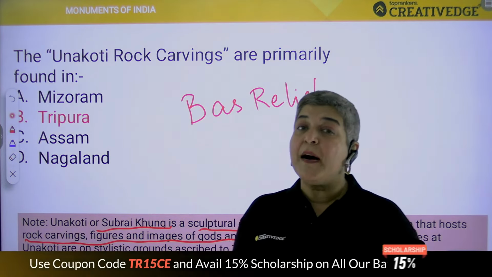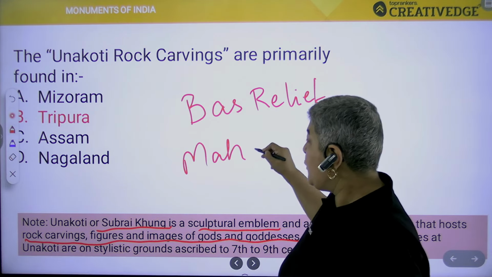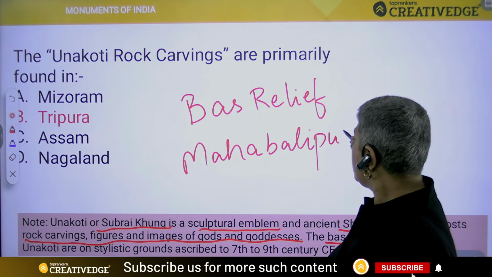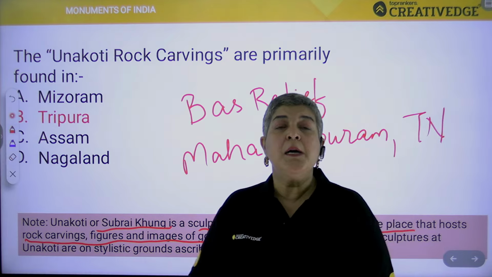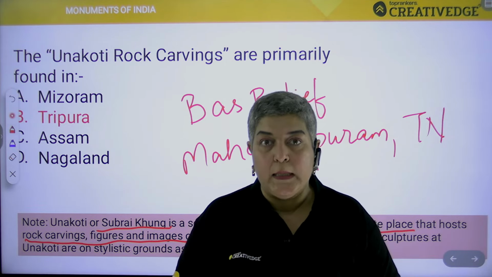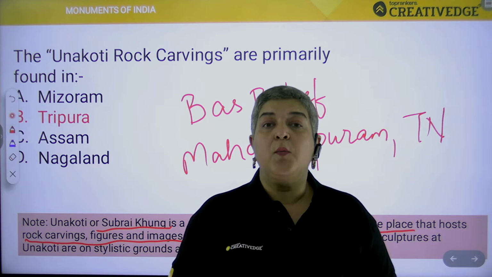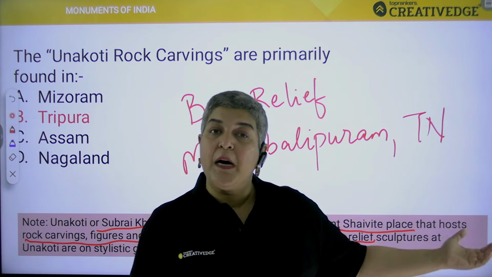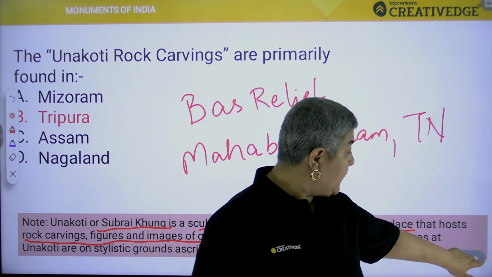Where else in India do we find bas relief? If you have heard about Mahabalipuram, which is in Tamil Nadu, here you can see monuments which are made of bas relief as well. All right, the Descent of the Ganga is by far one of the largest bas reliefs that you will see in Mahabalipuram and in the country as well. Okay, let's go on ahead.